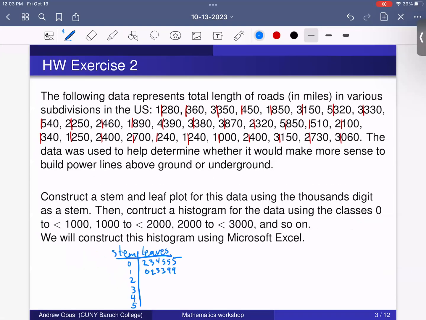Now we look for the 2000s. So what do we have there? We have 2250. That's 23. 2460 is 25. 2320 is 23. 2100 is 21. 2400 is 24. 2700 is 27. 2400 is another 24. And 2730 is another 27.